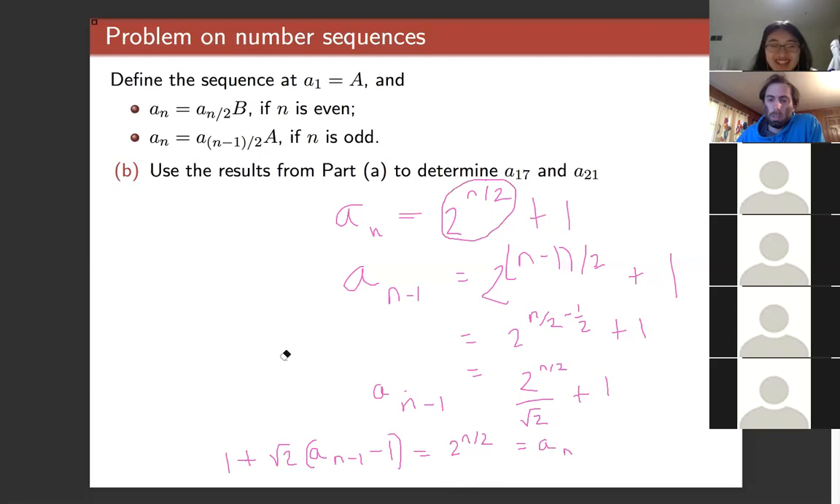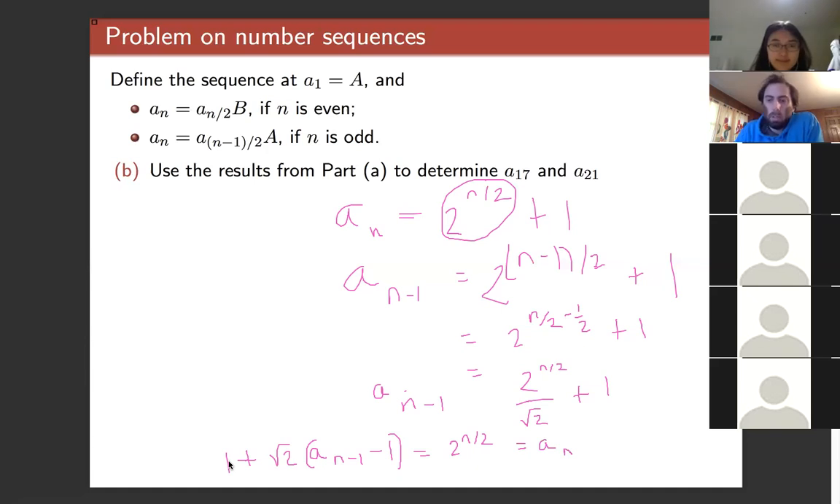I think I made an algebra mistake. Yeah, that's why I didn't get it right. Well, it could be that you did do it right, and this looks a little different, but anyway, this is the idea of this problem.